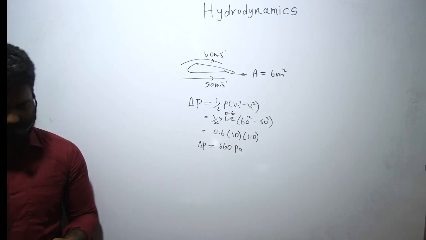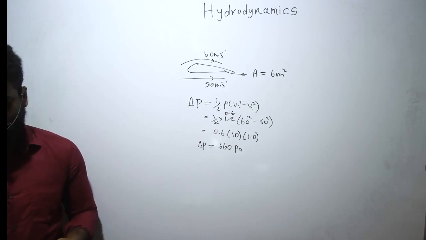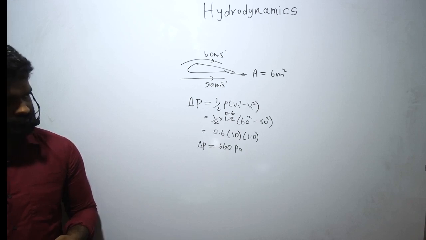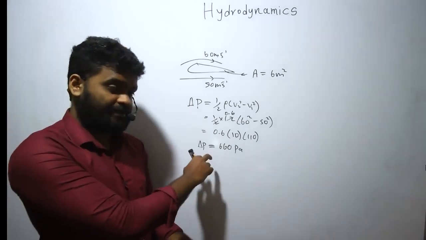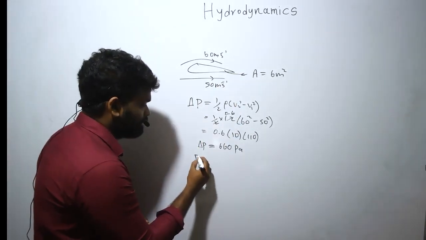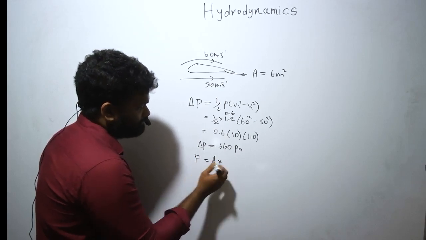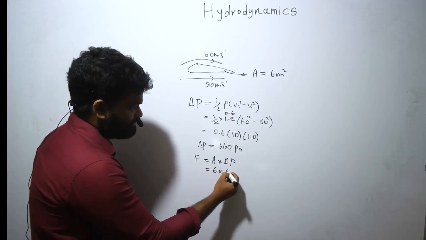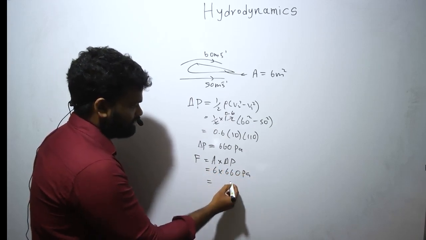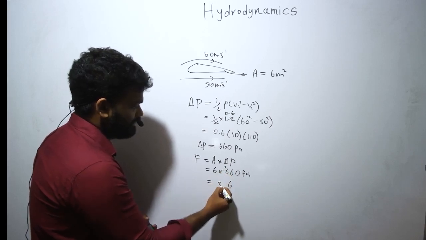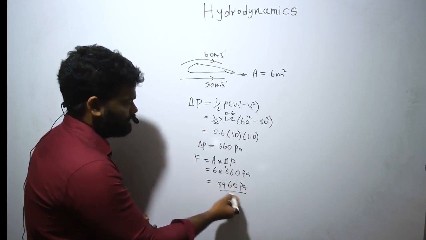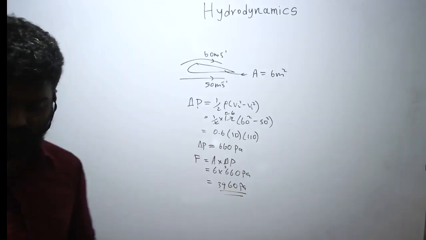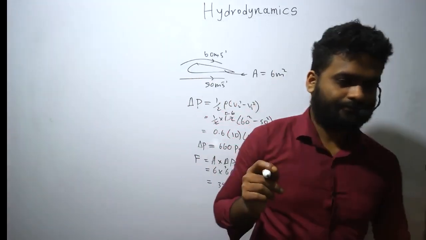Do we have an answer? Sorry. This is just delta P, right? But they ask is lift, right? So the lift is, you have to multiply that by area. A times delta P. So the area is 6. Delta P is 660 Pascal. So 6 times 6, 36, 3, 39. Then there's 0. 3960. So the answer should be the second one there.